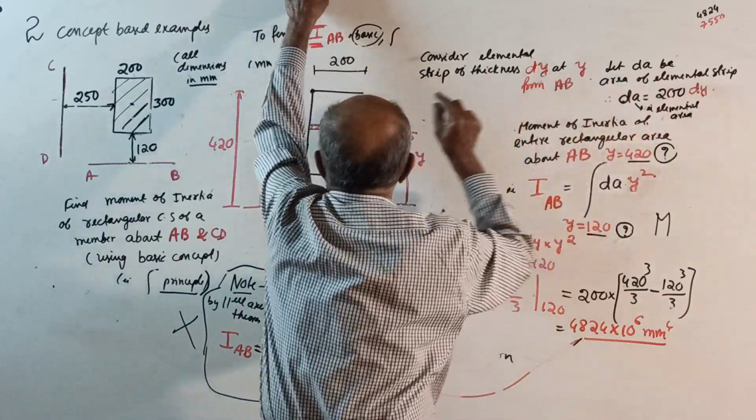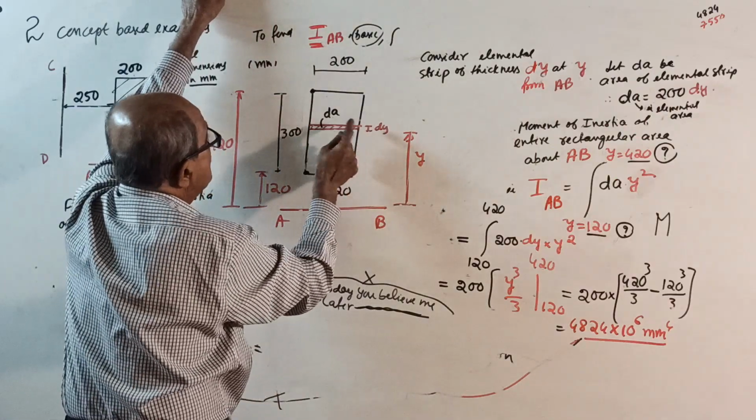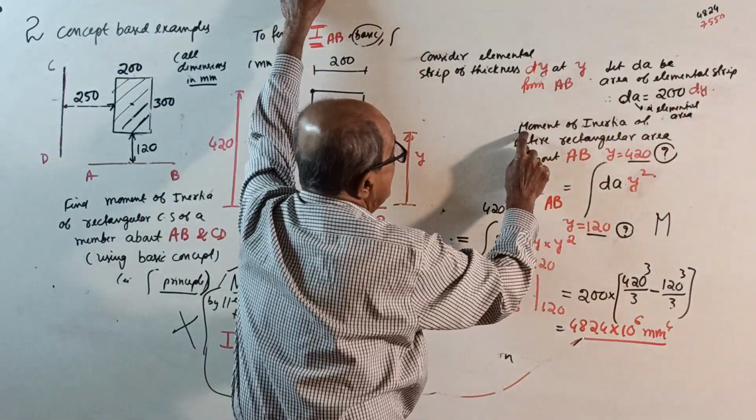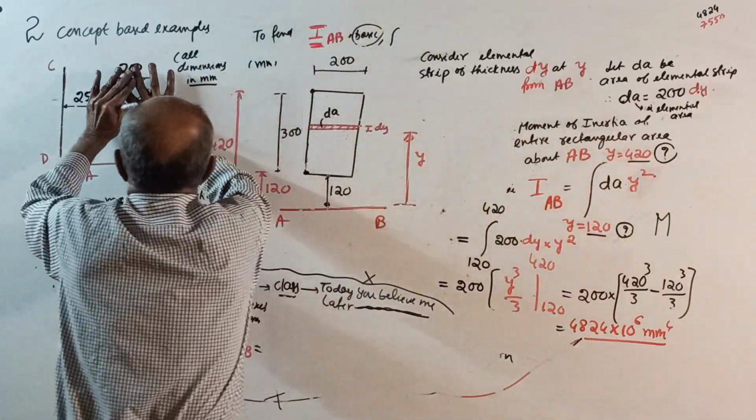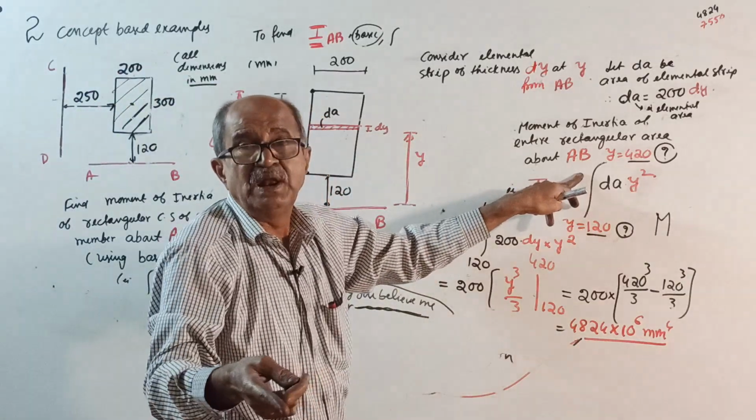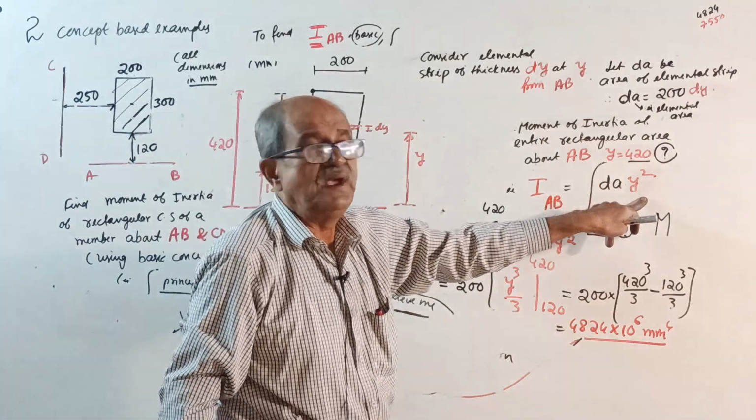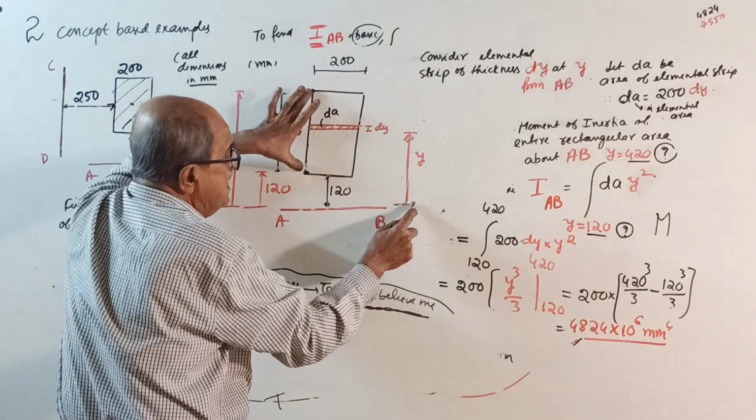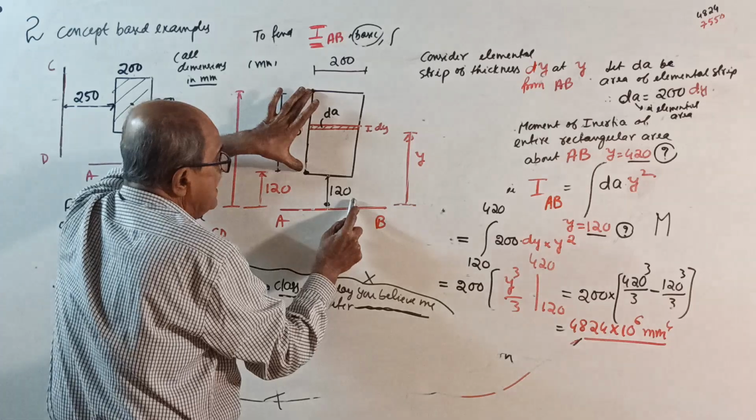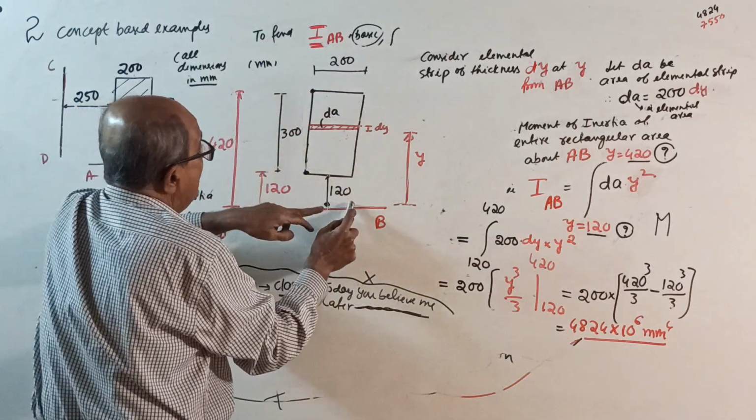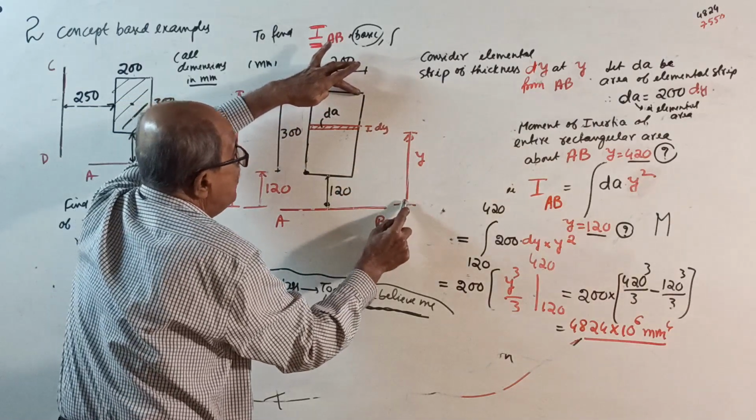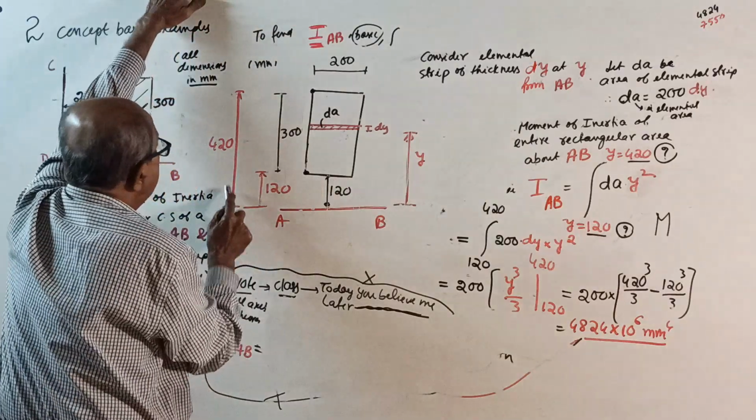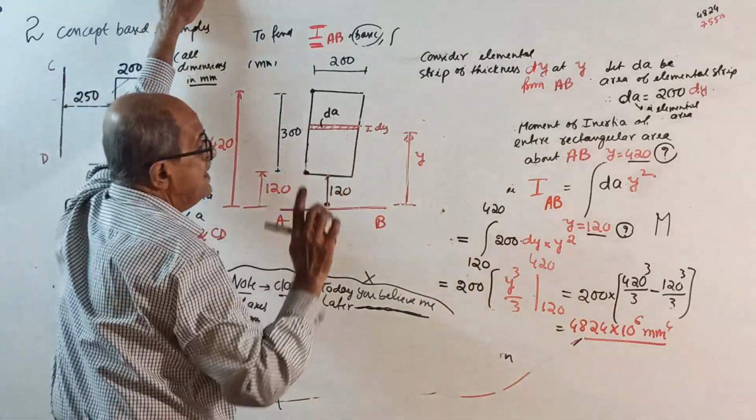Let dA be the area of the elemental strip. So dA equals 200 into dy. Mathematically, width into thickness. That is the elemental area. Therefore, moment of inertia of the entire rectangle about AB, as we just concluded, is the integration of dA into y square. The limit will be, see, your rectangle is here. From AB, you are measuring all distance from AB. As you come from here, the rectangle starts at 120, and the rectangle ends at this y. This is the initial y, lower limit. This is the upper limit. 120 to 420. How 420? 300 plus 120 is 420.